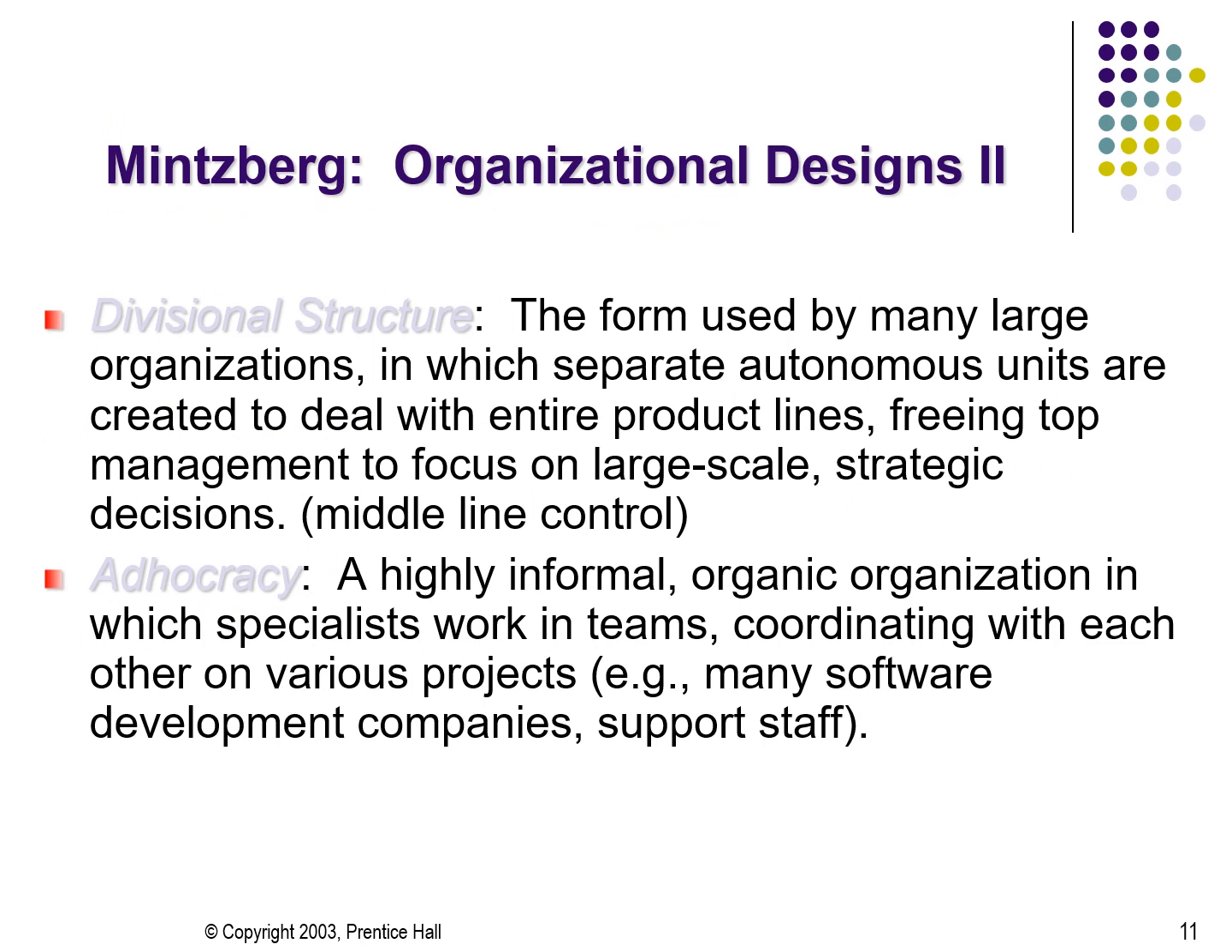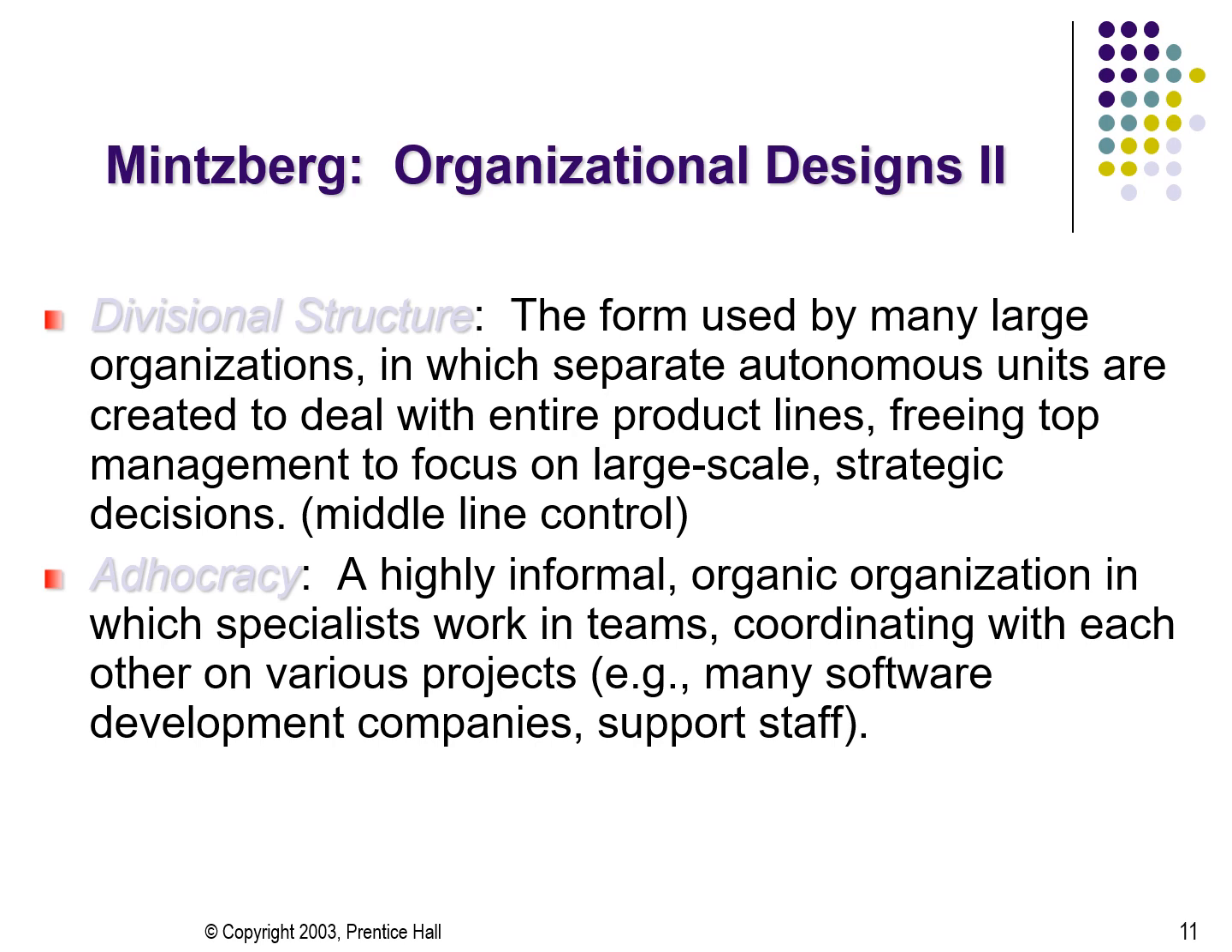Finally, we have divisional structure, the form used by many large organizations in which separate autonomous units are created to deal with entire product lines, freeing top management to focus on large-scale strategic decisions. So this would generally be a midline control. In other words, the managers in the middle are the ones that are most important because yes, there are decisions being made at the top and yes, things are being produced, but we're also having to oversee specific product lines.